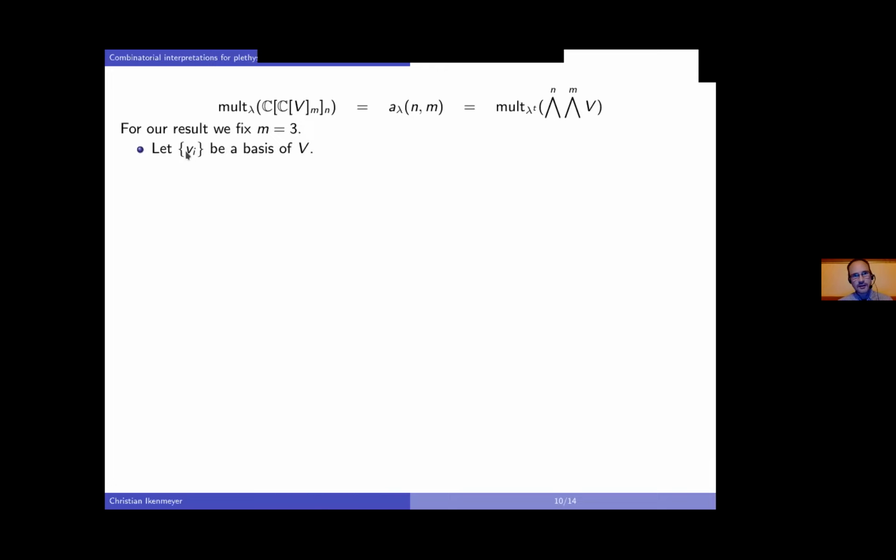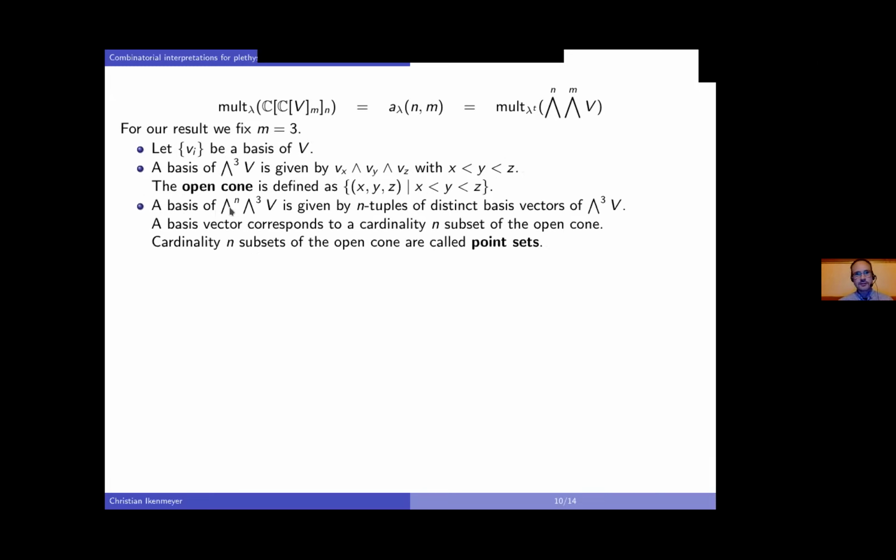So Vi should just be a basis of V, a finite dimensional vector space, no problem. And our basis of the third wedge power of V is given by these vectors, Vx wedge Vy wedge Vz, where x is less than y is less than z. Those are your basis elements, and we should think of these basis elements as actually being defined by their triple xyz. The open cone, as we call it, is just xyz where x is less than y is less than z. And now a basis of the nth wedge power of that is given by n-tuples.